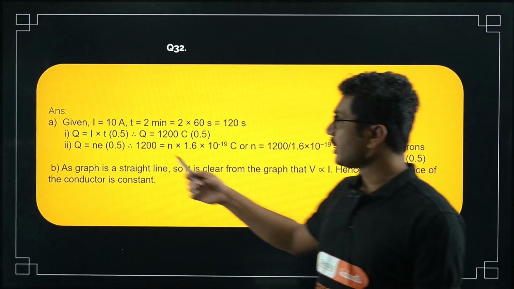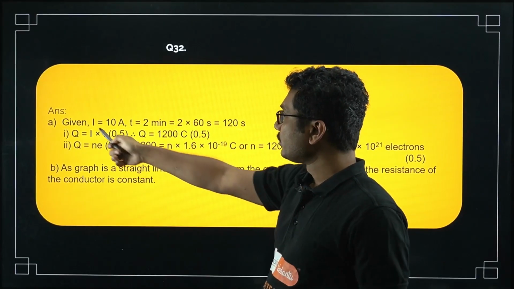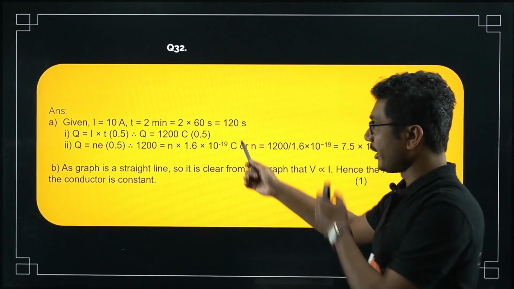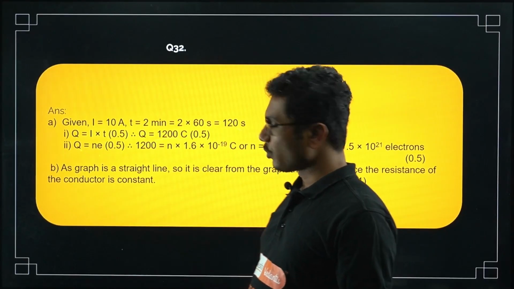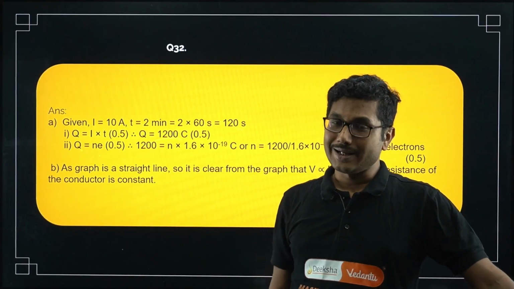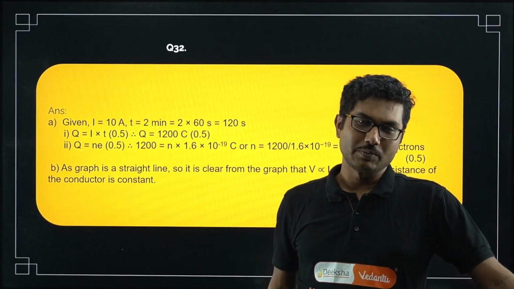So first question, given I is equal to 10 ampere, t is equal to 2 minutes, that is 120 seconds. So charge is basically 1200 coulomb. Okay, for that you get 0.5 marks. Okay, now Q is equal to Ne. So the charge of one electron is 1.6 into 10 to the power of minus 19 coulomb.